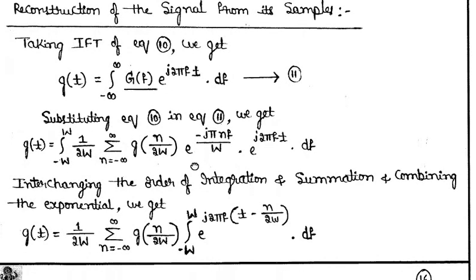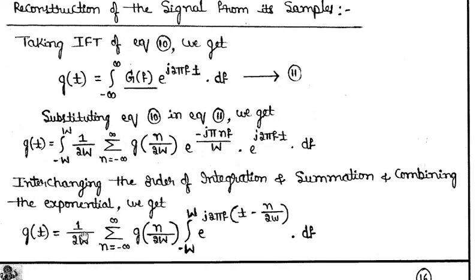Next, we will see here G of t is again kept, this expression is kept as it is. Summation term we have as it is. G of n by 2W as it is. Here you can see this is an exponential term, this is an exponential term. So we take the common terms from there, where j2 pi f is taken common. When I take j2 pi f, t remains from this term, and n by 2W, there is no 2 in this, that's why we have divided by 2W.